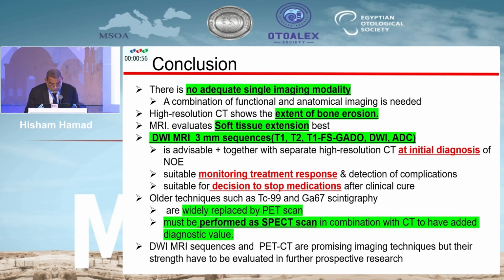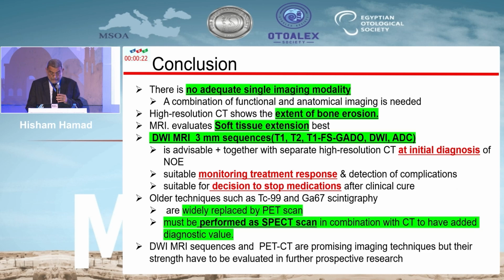To conclude, there is no adequate single modality to diagnose this disease. A combination of functional and anatomical imaging is needed. High resolution CT is best for bone erosion. MRI is best for soft tissue extension. Diffusion-weighted MRI with 3 mm sequences with fat saturation and with gadolinium is advisable, together with a separate high resolution CT at initial diagnosis, suitable for monitoring treatment response and for the decision to terminate treatment.